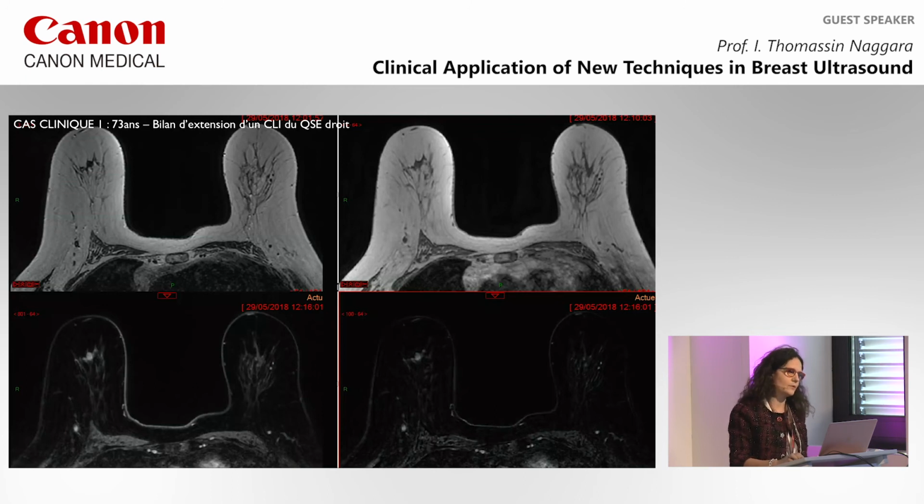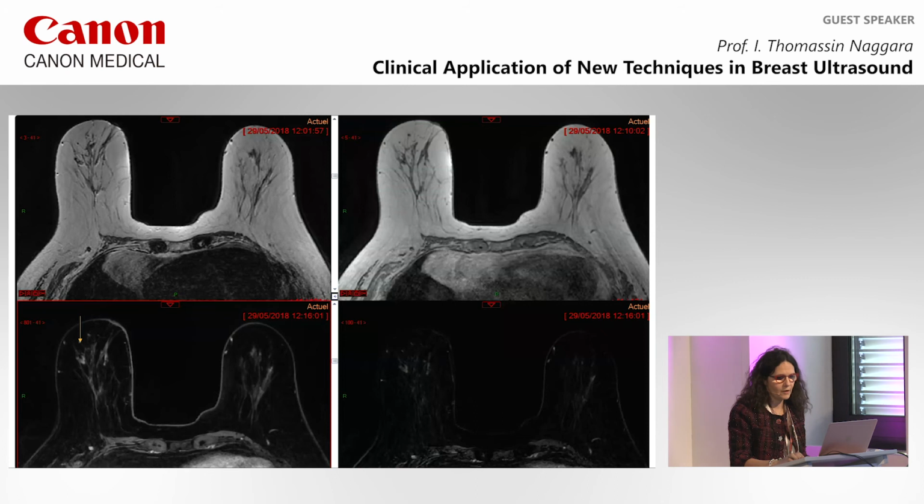It's a 73-year-old woman referred for MRI for staging of invasive lobular carcinoma of the right breast, so no problem with this lesion. When we perform the MRI, you can see that we have an additional lesion, which is different from the index lesion.